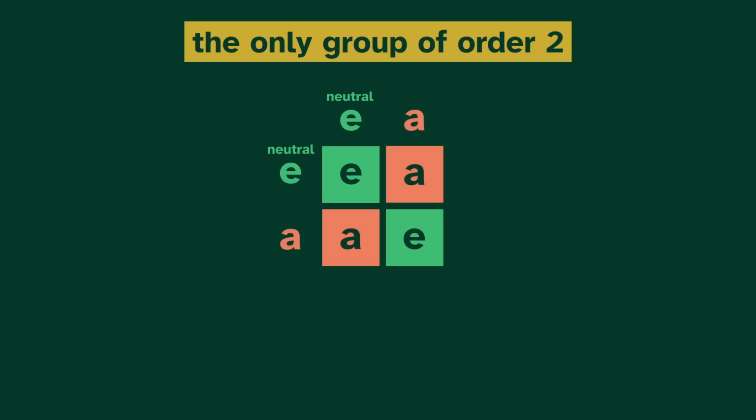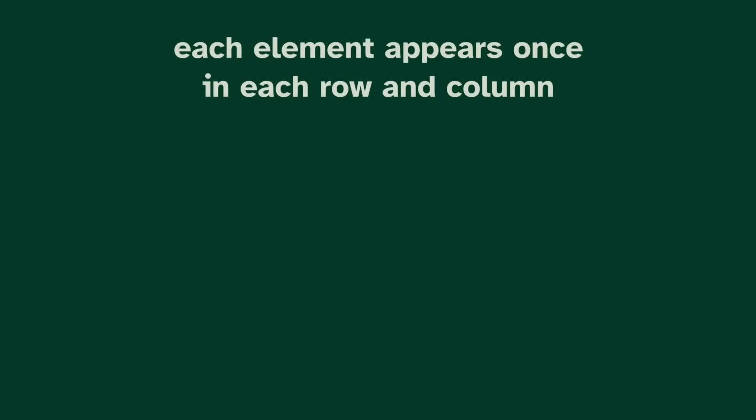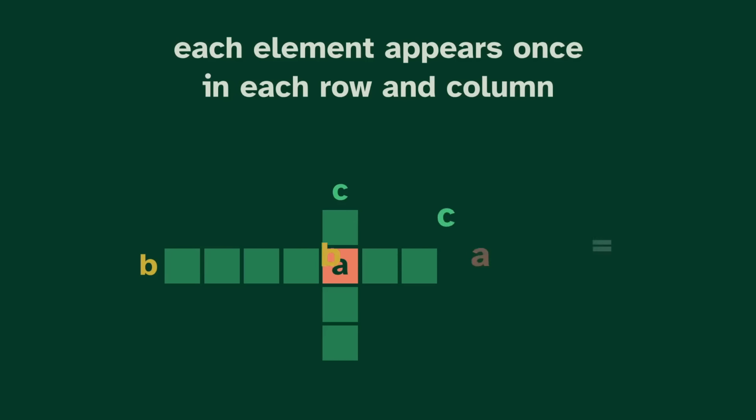Ugh, this feels like Sudoku. I know, isn't it great? A group's tables will follow that Sudoku rule. Each element appears once in every row and column. If A appears in the B row, that means that B times some C equals A. But we can just solve for C, meaning that this will work for any A and B. Every element appears in every row. And the same goes for columns.